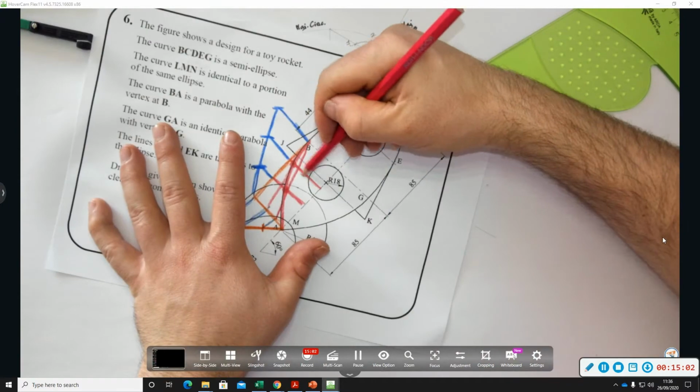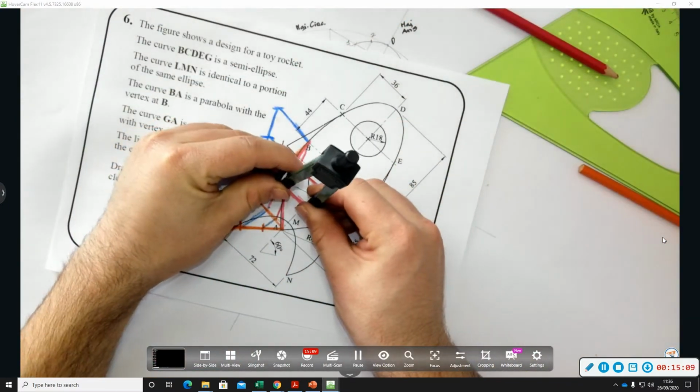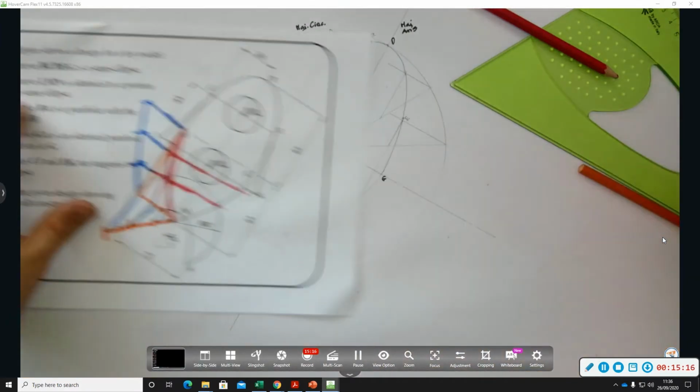Then to get the other side, I can just draw my lines across, put my compass on the center, and just mirror them across. So that's what can be done. Right, so we'll begin.